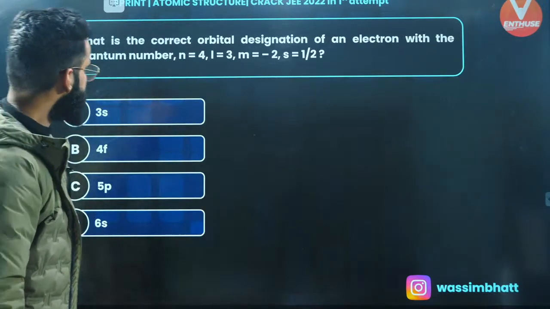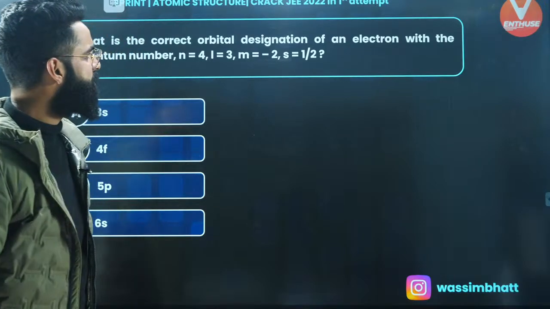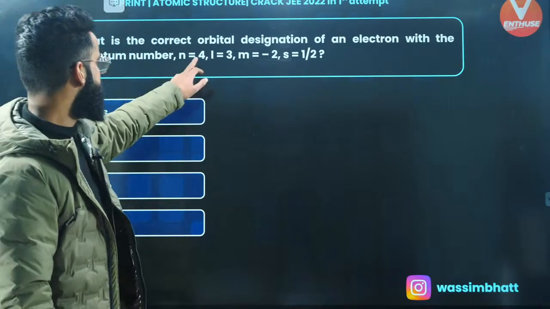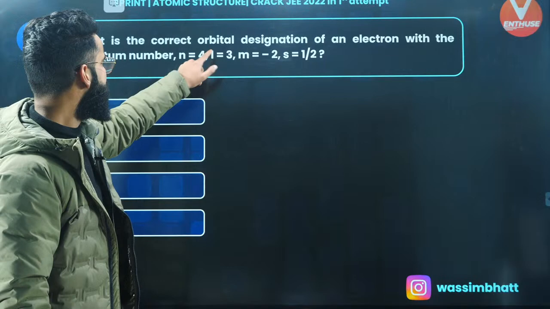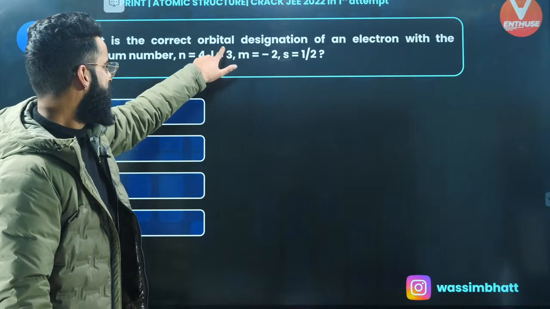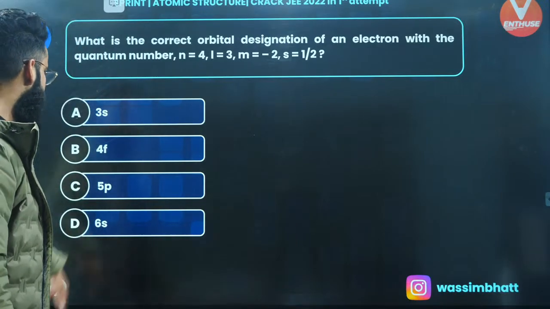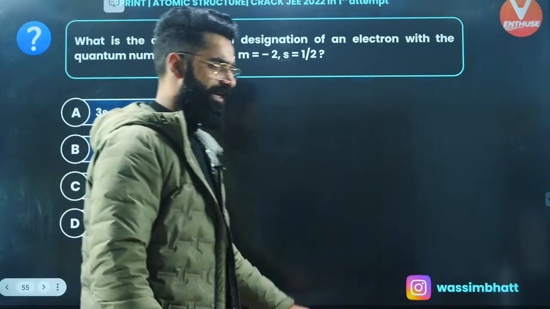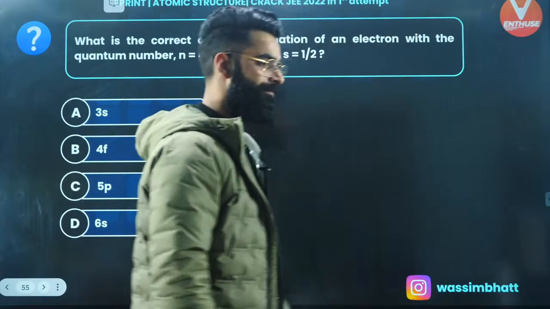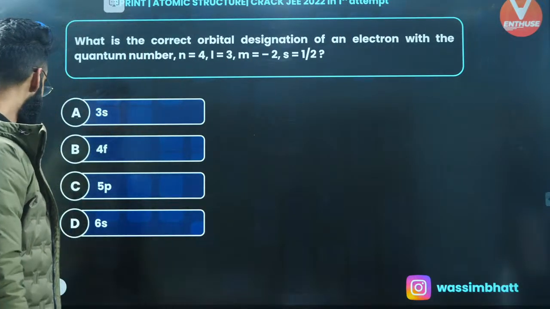That's it. What is the correct orbital designation of the electron? With the quantum number n equal to 4, it belongs to the fourth shell. L represents the subshell. L is equal to 3 represents the f subshell, right? So 4f. There is only one 4f, which is option B, which is going to be the correct answer of this particular question as well, right? Right, people?